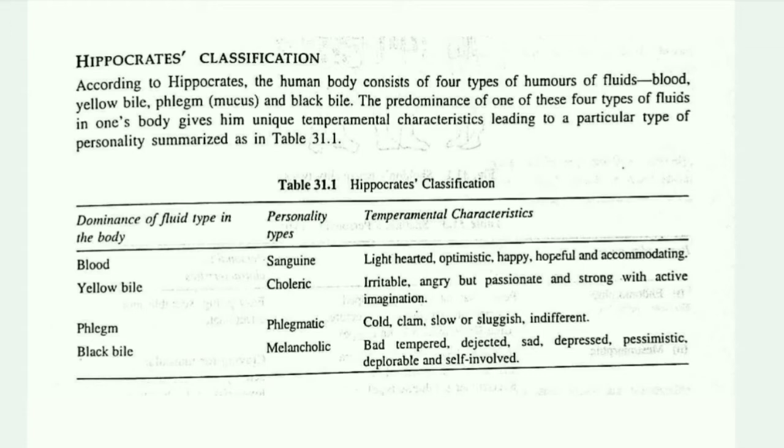So he said that out of these four fluids, one type of fluid is predominant in one type of body. For example, if blood is the dominant fluid, then the personality is called sanguine, and the characteristics of that person are that he is light-hearted, he remains optimistic, happy, always hopeful and accommodating, adjusting. Then if the dominant fluid in the body is yellow bile, then the personality type is called choleric. This type of person is somewhat irritable, angry, but passionate and strong with active imagination.